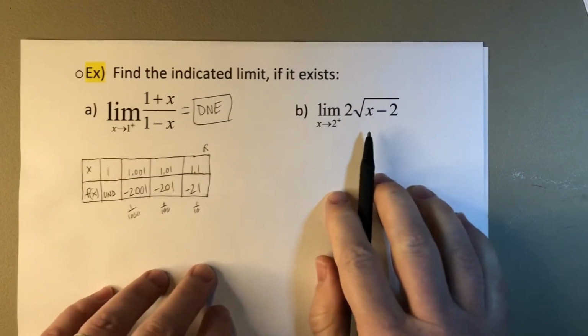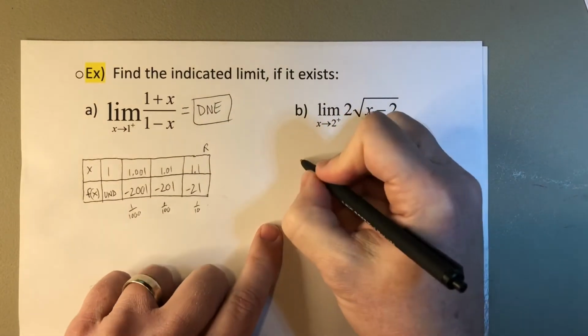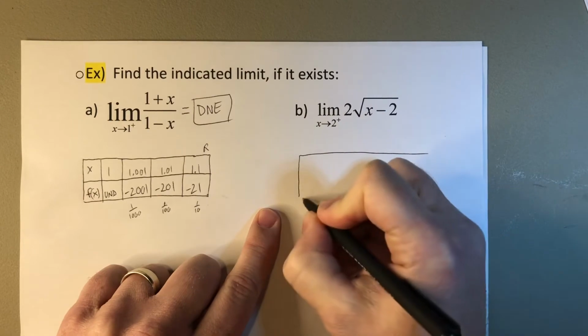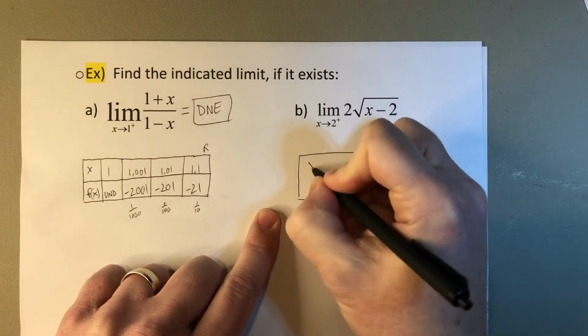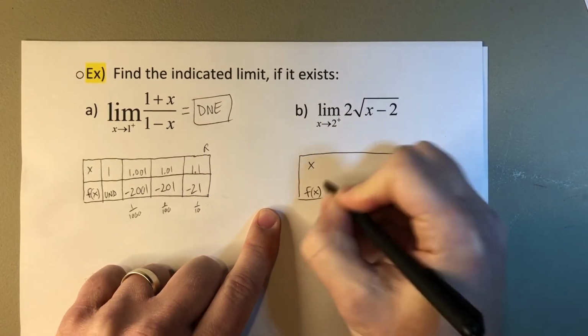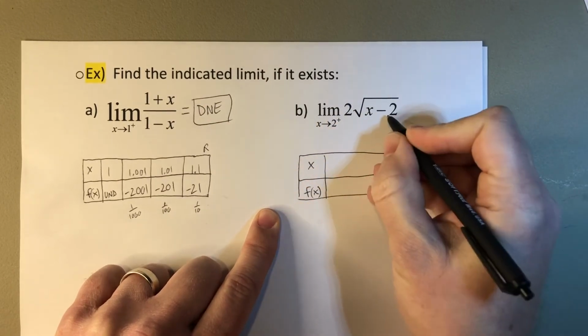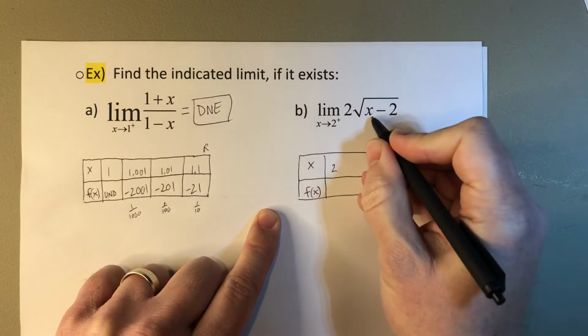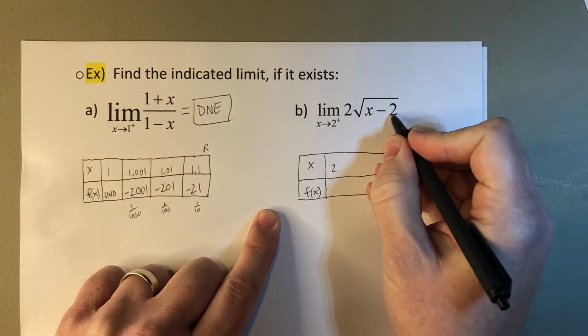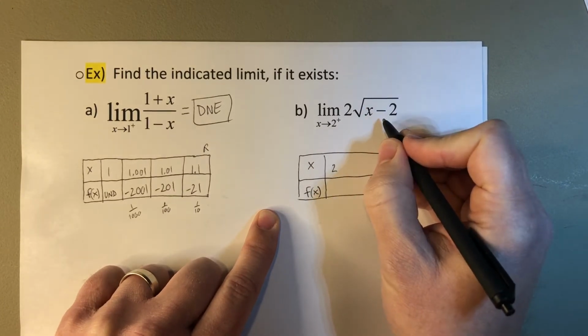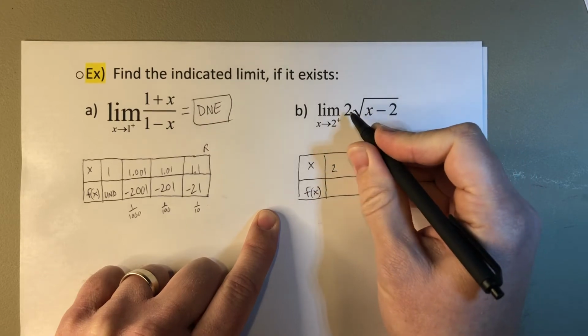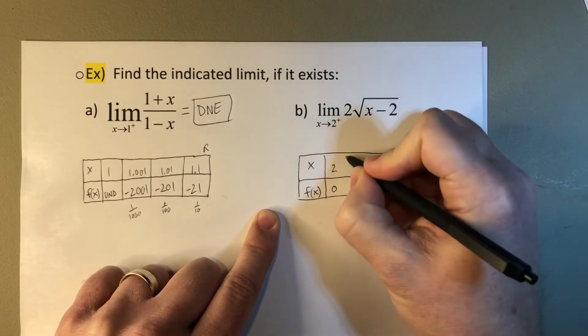Okay, let's take a look at letter B. So again, nothing we can do here. Let's go ahead and set up our table, and we are again approaching from the right. So if we were to put in a 2 in this situation, we get 2 minus 2 under the radical, which is 0. Square root of 0 is 0, and 0 times 2 is, guess what? 0. So we do get a defined answer there.